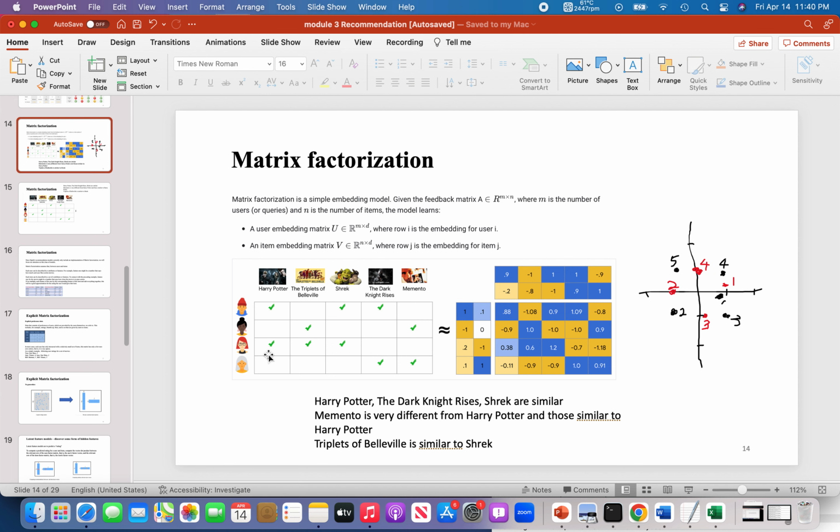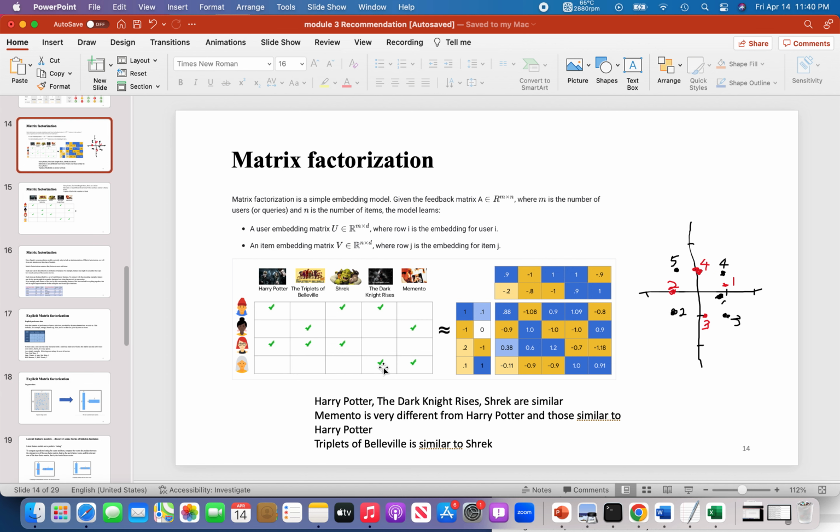And same thing here, user number 3. User number 3 has watched Harry Potter, Triplets of Belleville, and Shrek. So user number 3, in theory, should be not too far away from movie number 1, movie number 2, and movie number 3. And it looks like it indeed has an equal distance to movie number 1, movie number 2, and movie number 3. And user number 4.